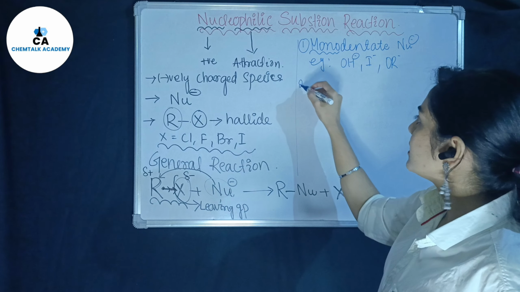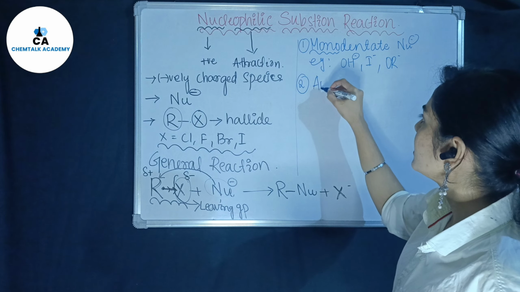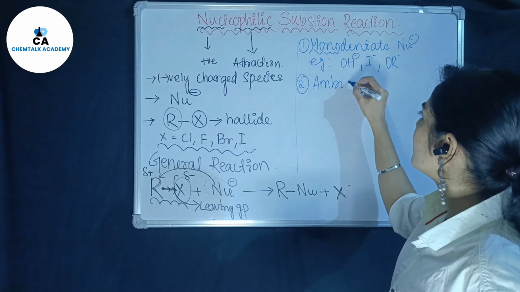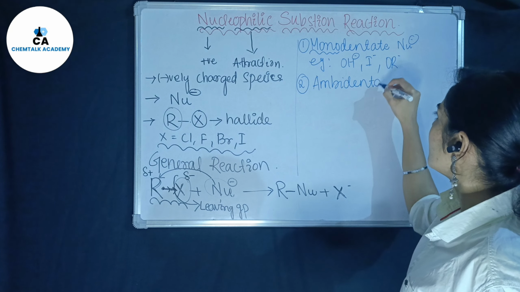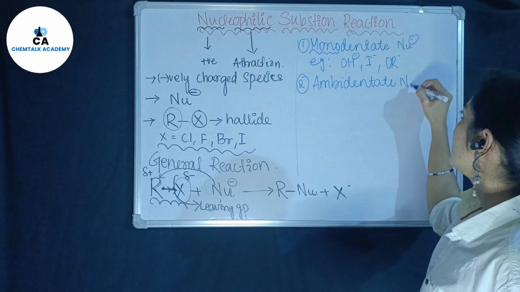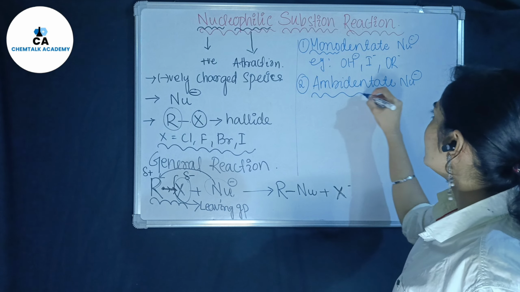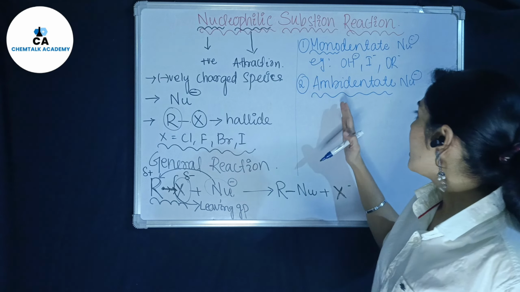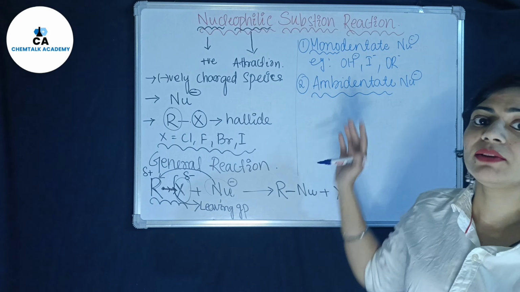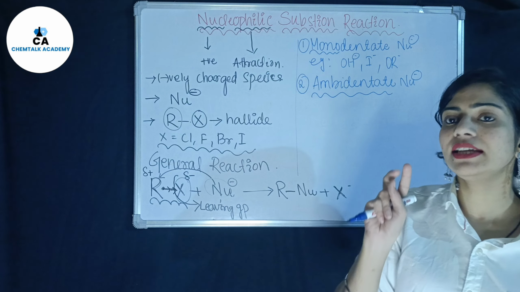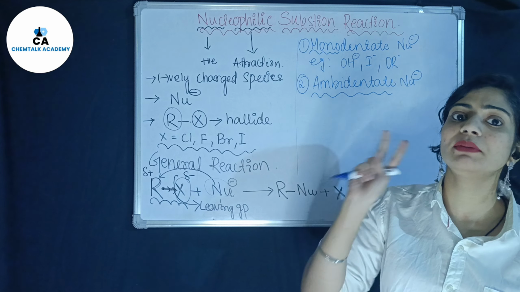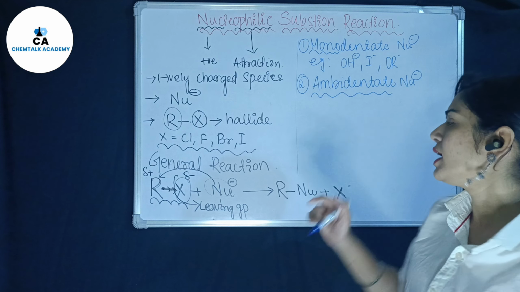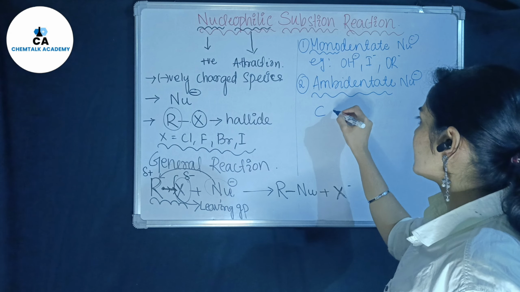The next variety that comes is ambidentate nucleophile. Now what is meant by ambidentate nucleophile? Monodentate, as I told, has one donor site. Ambidentate means there will be two donor sites in a nucleophile. Example we can take CN minus.